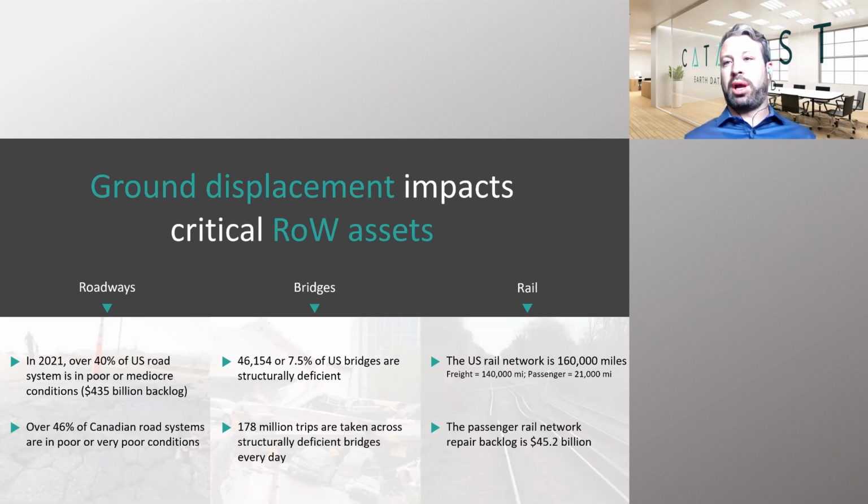And then same thing in the rail. The example I want to talk about here is that there's a vast rail network throughout the world, but particularly in the United States, 160,000 miles, 21,000 miles of those are passenger rail. And same thing, many of these networks are in less than great standing, where there's a $45.2 billion backlog for repairs of this infrastructure. But as you can see, it impacts a large area.